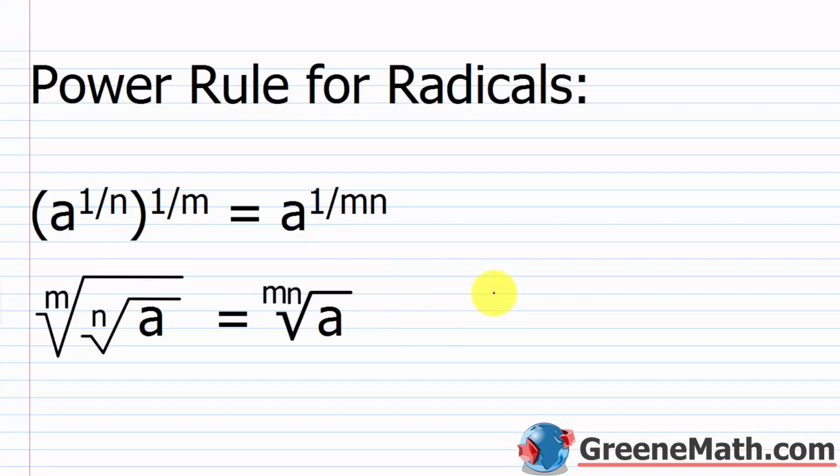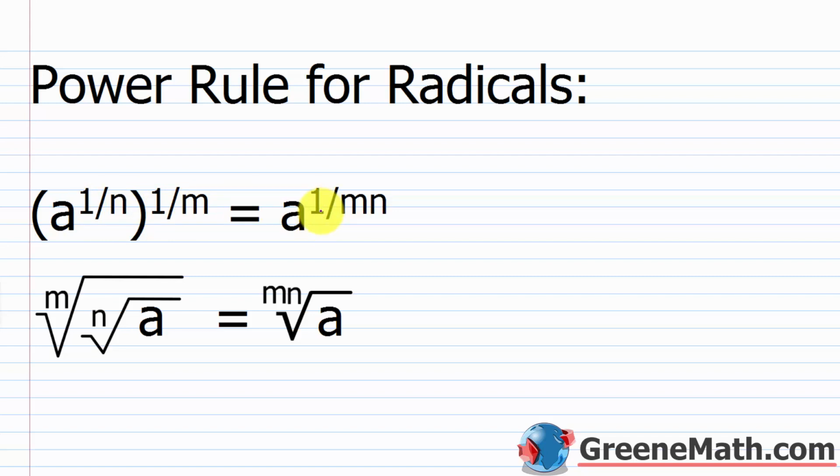All right, let's talk about one last concept before we wrap up the lesson. So we have something known as the power rule for radicals, and you can see this in radical notation or exponential notation. So if you have a raised to the power of 1 over n, and then you raise this to the power of 1 over m, a stays the same. You're using your power to power rule. Basically, you multiply the exponents, you get a raised to the power of 1 over m times n.